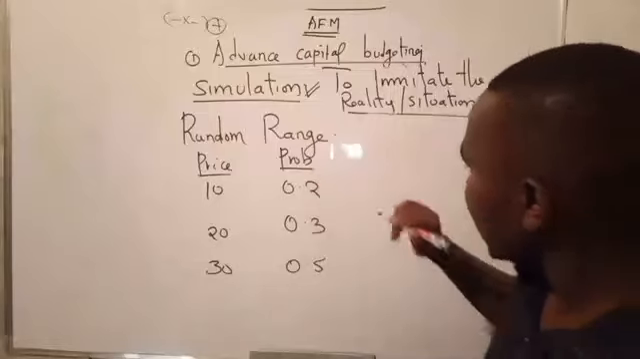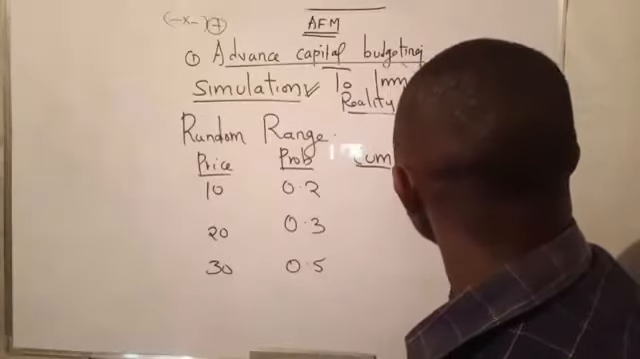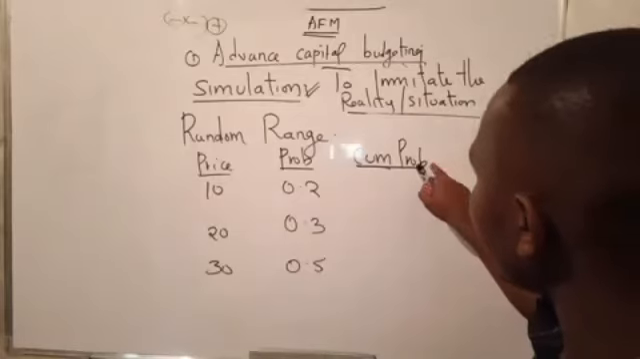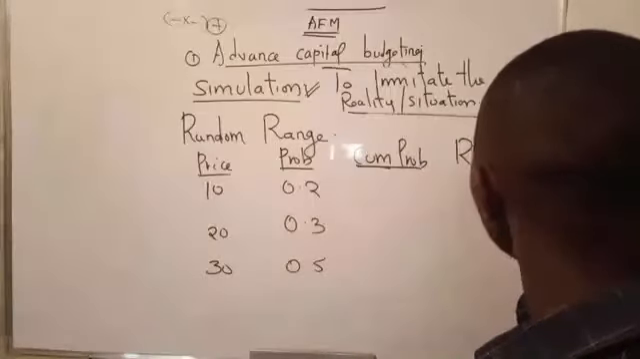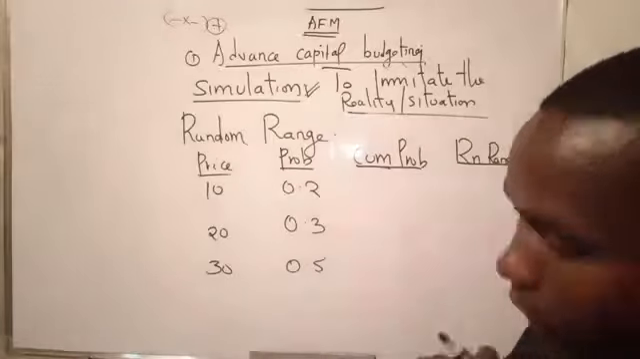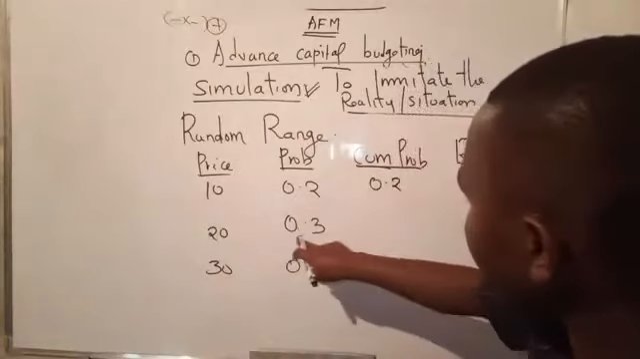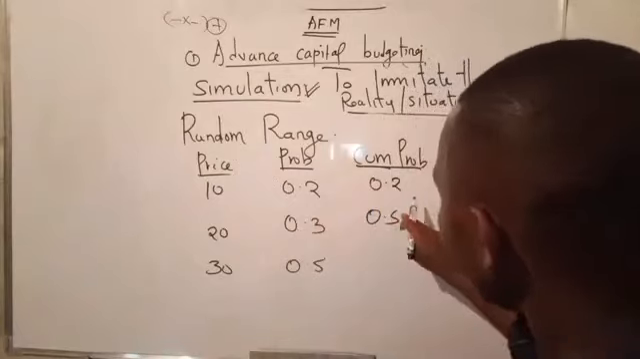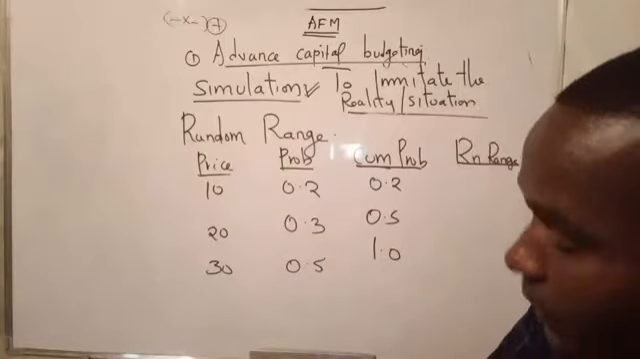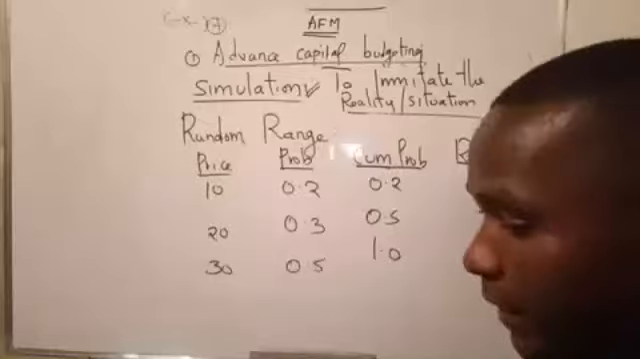So to divide the range, you must understand how to come up with cumulative probabilities. Once you have cumulative probabilities, you get the random range. The first one is 0.2. You take this one plus this one and it comes to 0.5. Then 0.5 plus 0.5 comes to 1.0. That is our cumulative probabilities. Once you have the cumulative probabilities, the next stage is to get the random range.